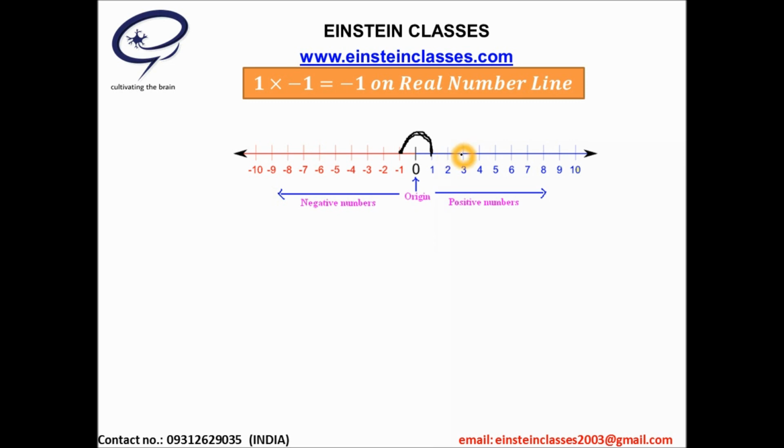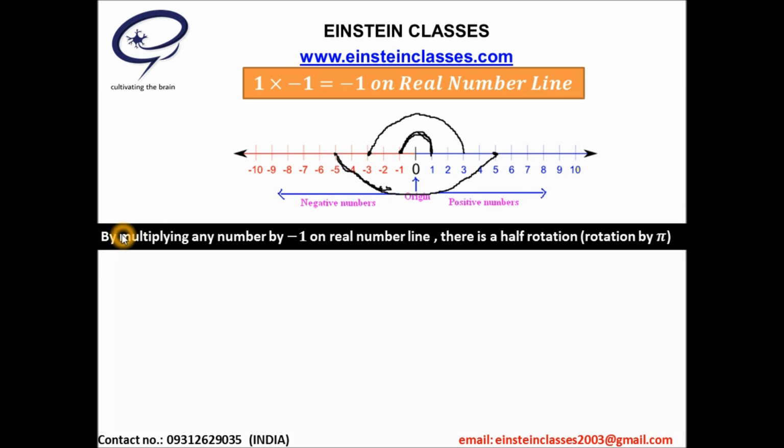If you multiply 3 with minus 1, then you move from this to this one. That means once again there is a rotation of 180 degrees. If you multiply minus 5 with minus 1, you get 5, and on the number line it will be represented from minus 5 to plus 5. That means there is once again a rotation of 180 degrees. Hence by multiplying any number by minus 1 on the real number line, there is a half rotation, and that means this rotation is by pi, right?